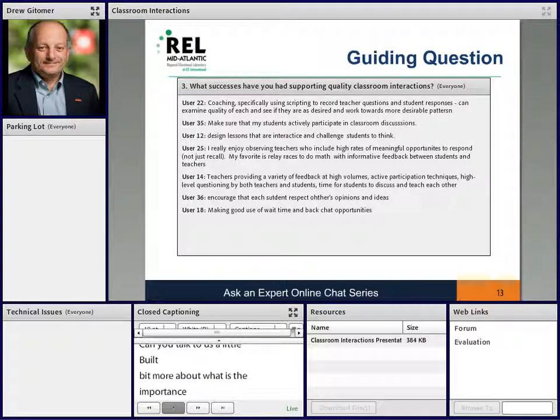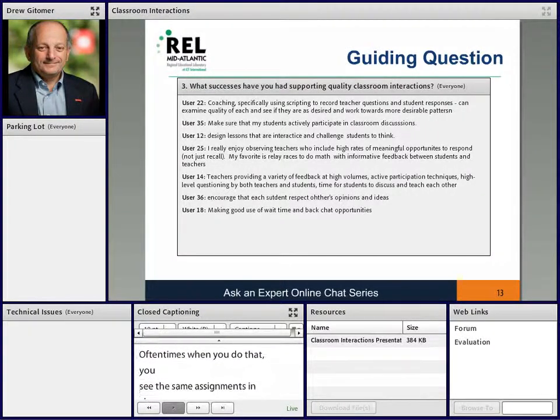Well, sure. I mean, curriculum can either facilitate or inhibit some things. I see there are some comments about assignments and plans. We've done a lot of work around the quality of classroom assignments. And oftentimes when you do that, you see the same assignments in classroom after classroom, which speaks to curricular decisions that are being made, say, at a district level.